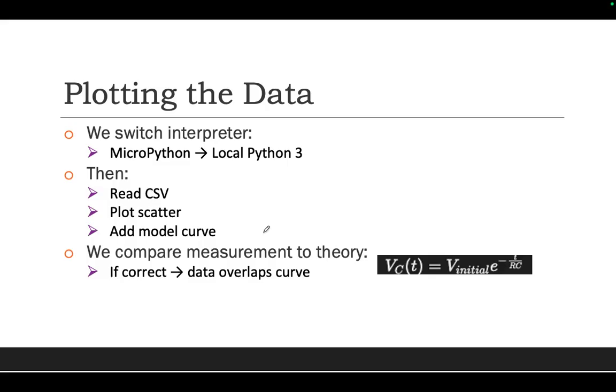You can see we read the voltage using the Pico, am I right? Also, we have RC, and we can use this equation to calculate it. So we can compare those two: one is measurement, the other is calculation. If it is right, the data overlaps the curve, which means the two will be very close. Otherwise, you may need to check what's wrong with your code or circuit. That makes sense to you?